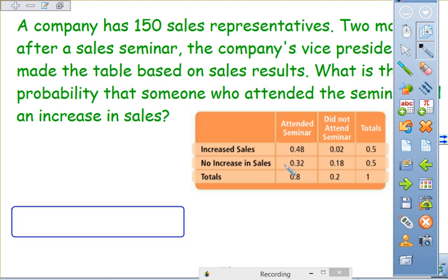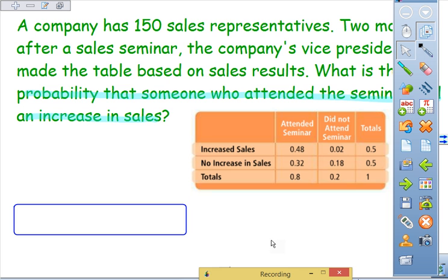Here's another table. A company has 150 sales representatives. 2 months after a sales seminar, the company's vice president made the table based on sales results. What is the probability that someone who attended the seminar had an increase in sales? So we're going to analyze what that sentence says. What is the probability that someone who attended the seminar had an increase in sales? So given they attended the seminar, who had an increase in sales?